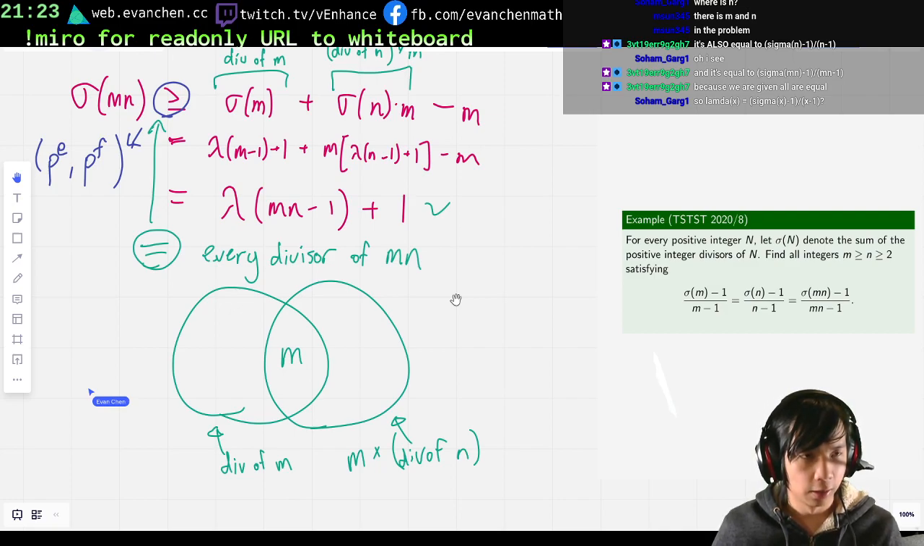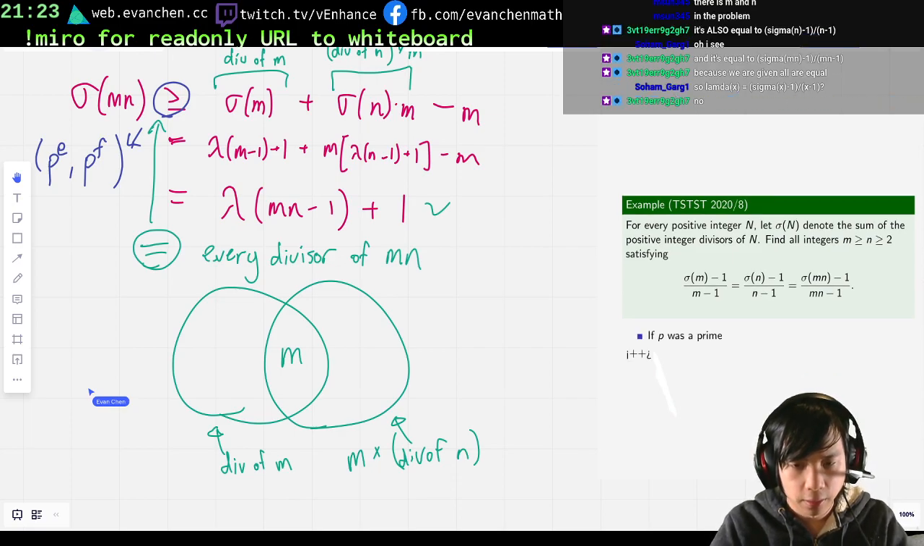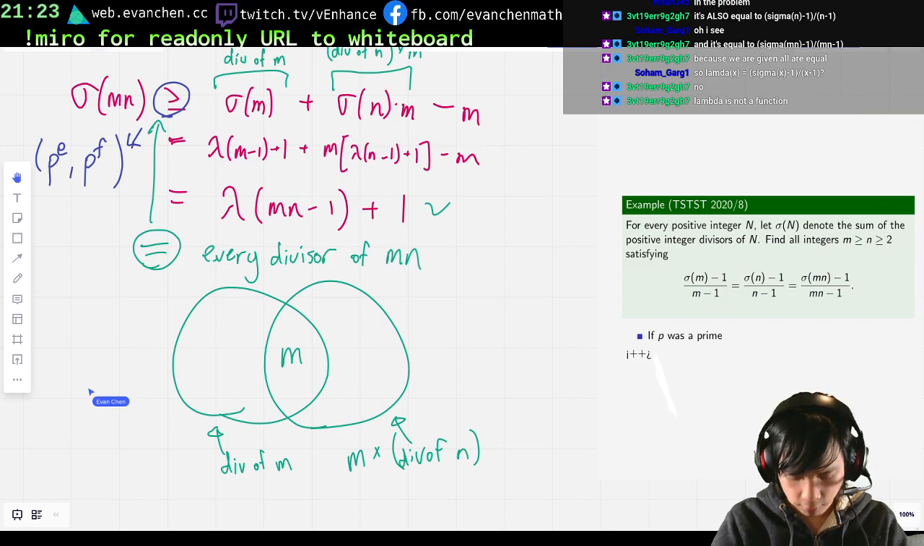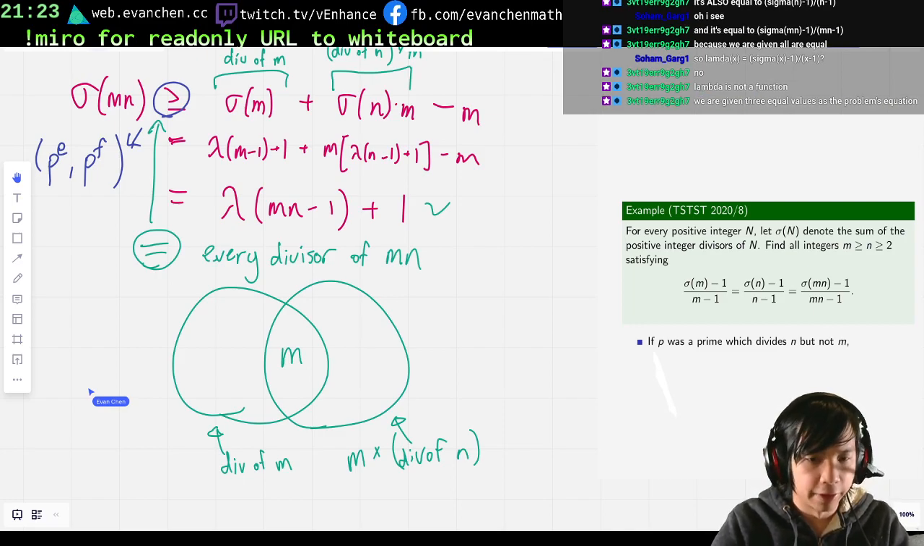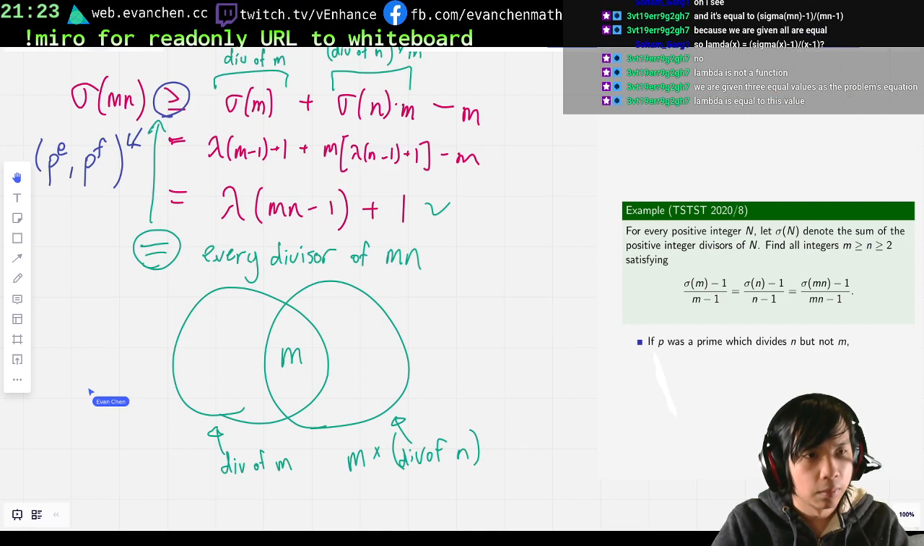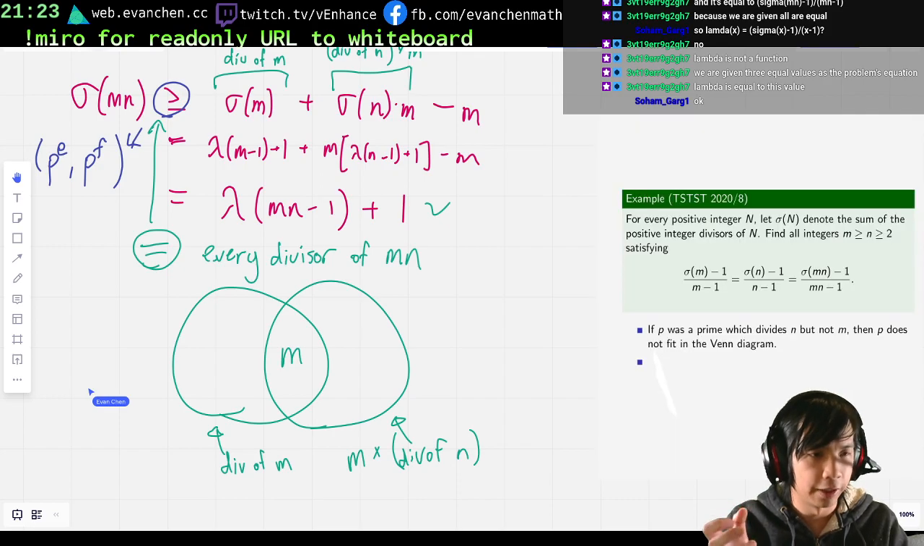Okay, and you can run the same argument with n, and it will sort of just solve the problem. You can check that the only way this ever happens is if m and n are the same thing. To be more explicit, let's say p was a prime which divides m but not n, let me flip it, n but not m, then p does not fit in the Venn diagram. And similarly vice versa.